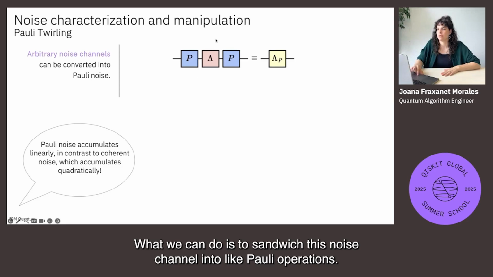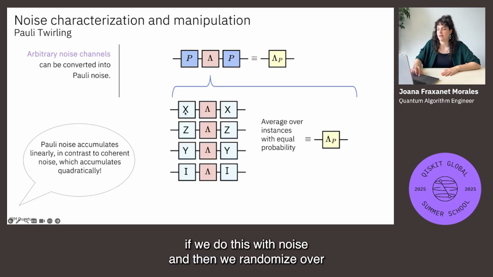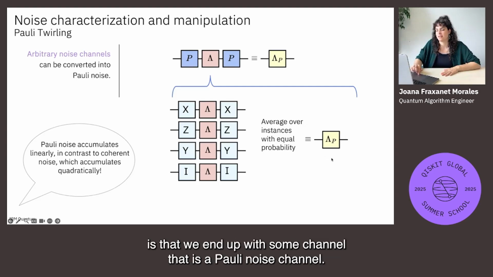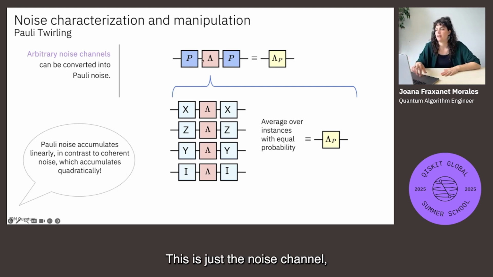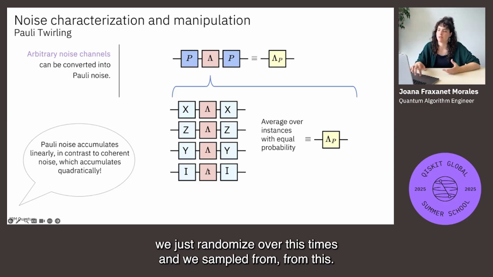What we can do is to sandwich this noise channel into Pauli operations, for example X, Y, or Z operations. If we do this with the noise and then we randomize over all these possible combinations with equal probability, what we would see is that we end up with a channel that is a Pauli noise channel. So let's say that instead of running, this is not a circuit yet, this is just a noise channel, but doing it a number of times with the same channel, we just randomize over these times and we sample from this.